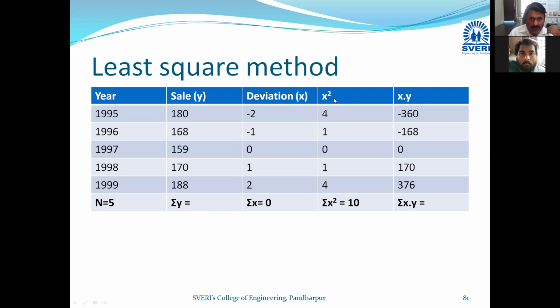It is 65. Okay. So I will mention here the value. Then calculate summation of xy. I have already mentioned the value. X square I have written. So summation x square, I have written xy.